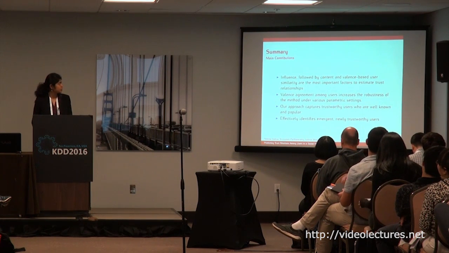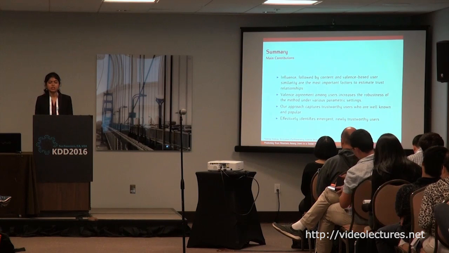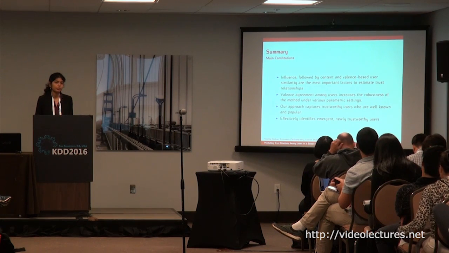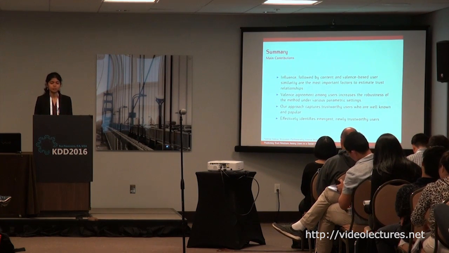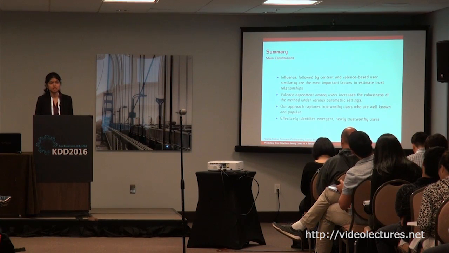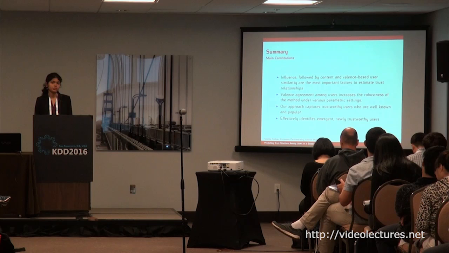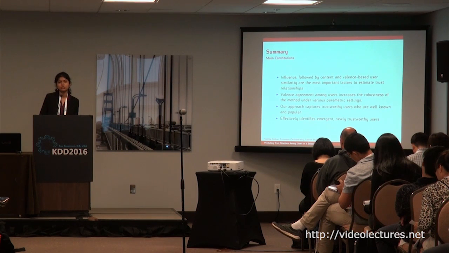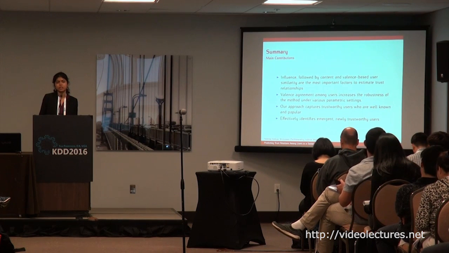I'll just conclude by stating some of our main contributions. First, our conclusion was that influence, followed by content and valence-based user similarity, were the most important factors to contribute to trust relationships among users. Secondly, the incorporation of valence agreement among users increased the robustness of our method under various settings of parameter values. And finally, our approach was not only able to capture trustworthy users who were well known or popular in their domain to begin with, but also those users who were not as popular to start with, but emerged as trustworthy as a result of their activities during that time period.